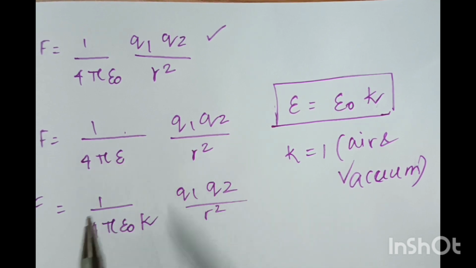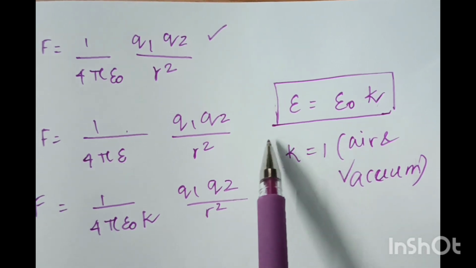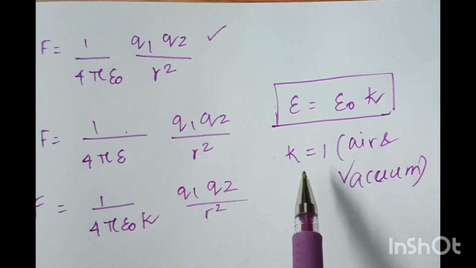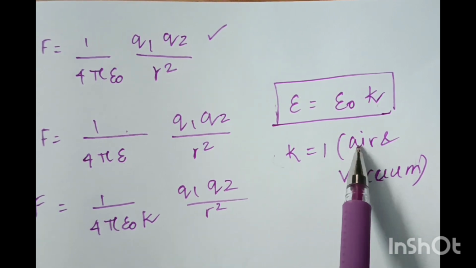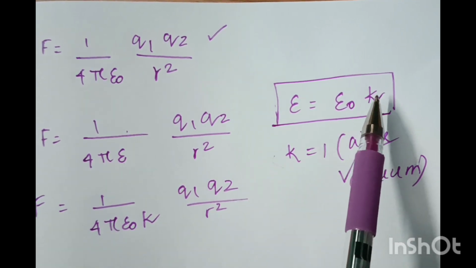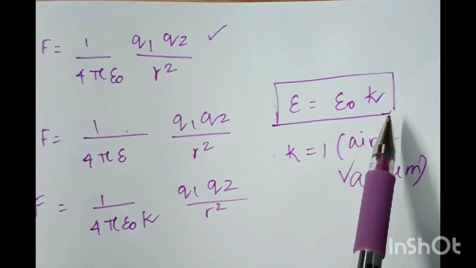Why are we writing it like this? Because in general, the charges are not always present in air or vacuum. They can also be in some other medium. If it is placed in some other medium, then the value of the dielectric constant will change. If we take air or vacuum, then the dielectric constant K, which is also called relative permittivity, will be equal to 1. This is for air or vacuum, but for some other medium, the K value is not equal to 1.